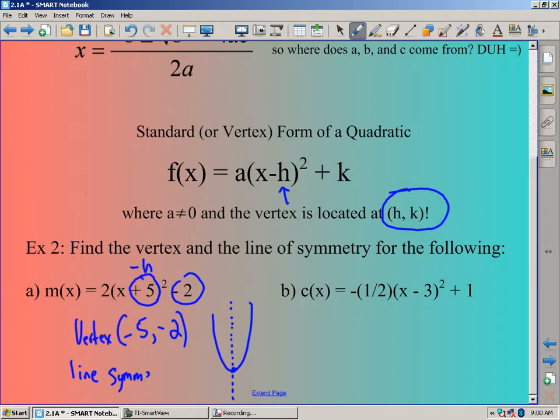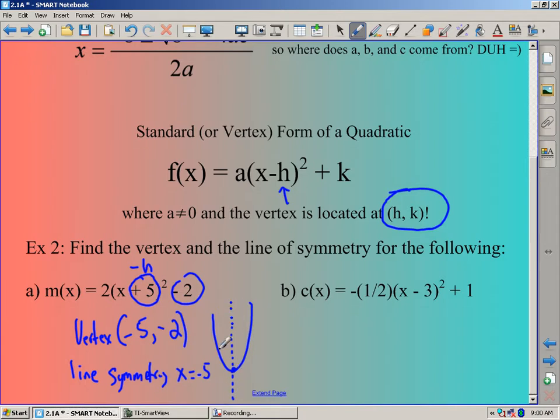So that's what we're looking for, and the line of symmetry just comes from the x value in our vertex, which would be our negative 5. So our line of symmetry is x equals negative 5 for our graph here.